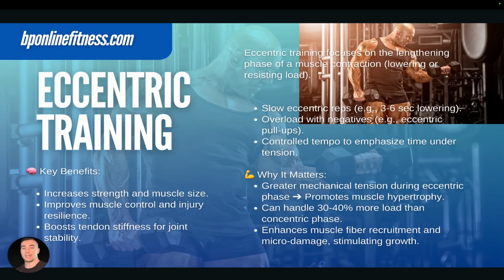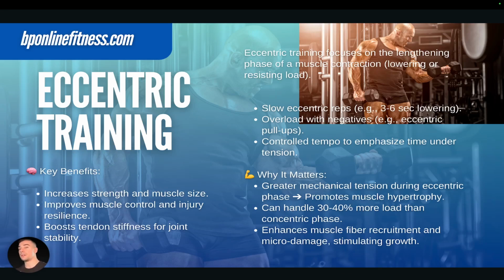And another thing too is why it matters. It's greater for mechanical tension during the eccentric phase. This is what helps to promote muscle hypertrophy. It can handle 30 to 40% more load than the concentric phase. So keep that in mind as well. It also enhances muscle fiber recruitment and micro damage, stimulating growth.